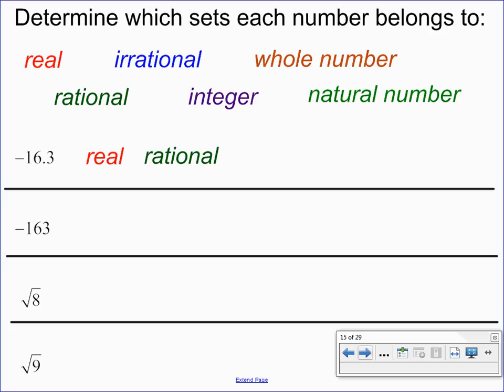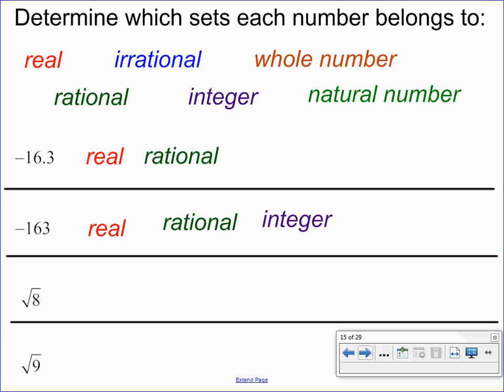Negative 16, it's a real number. It's rational because it stops. And it's also an integer because it's a negative whole number. It's not a whole number because it was negative, so it can't be a natural number either.